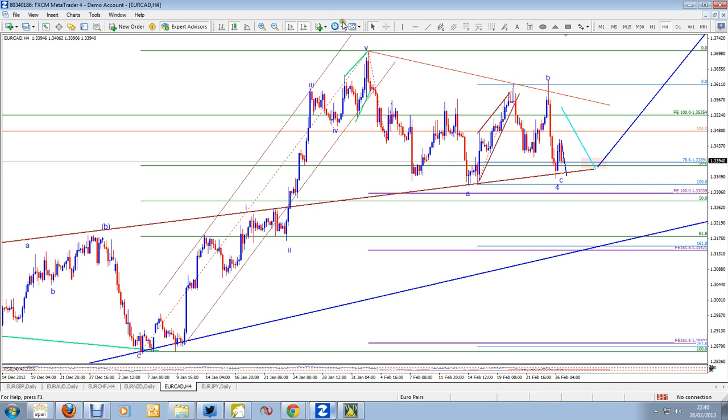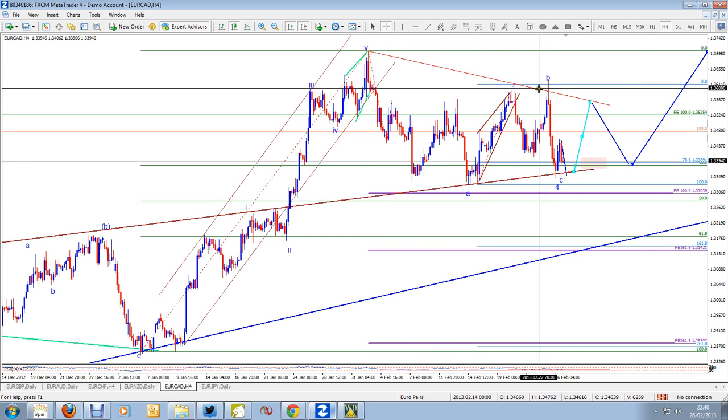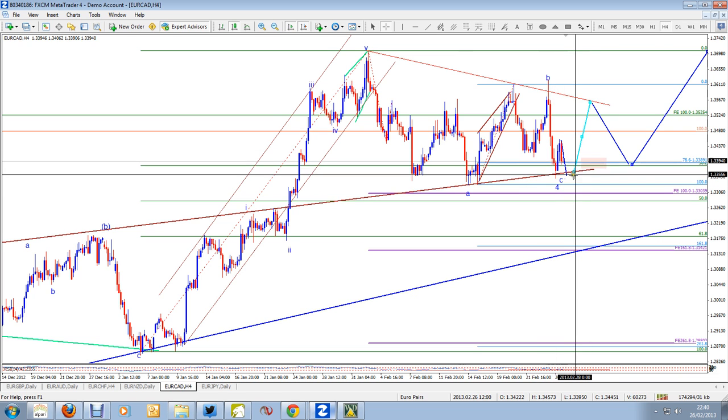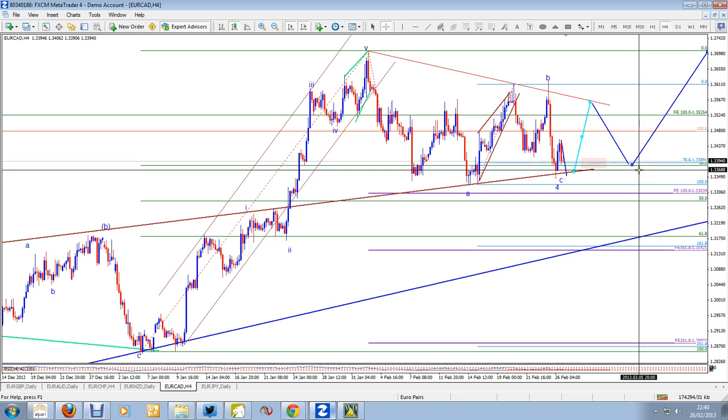So what might happen is that if the triangle is not complete, in other words, if this is A, this is B, this one forms C, then often what might happen in a triangle is we'll get something like this, and then a final leg down before completing the triangle. So what we get is really stretching it out. We've got wave A, ABC up there to give us B, ABC down to give us wave C, then ABC up to give us D, and then coming down for E.